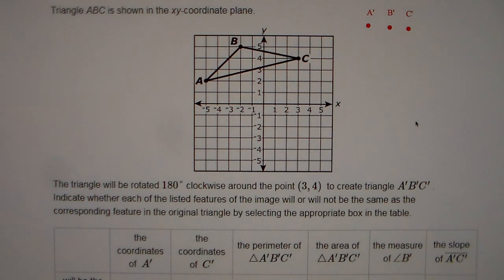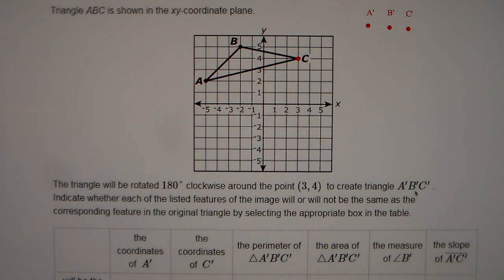Alright, so what we have here: triangle ABC is shown in the XY coordinate plane. Just in case you can't read it, which I think you have on your worksheet too, the triangle will be rotated 180 degrees clockwise around the point (3,4). Just to give you an idea where the point (3,4) is, that would be 3 to the right, 4 up, aka point C. We're going to rotate around that point.